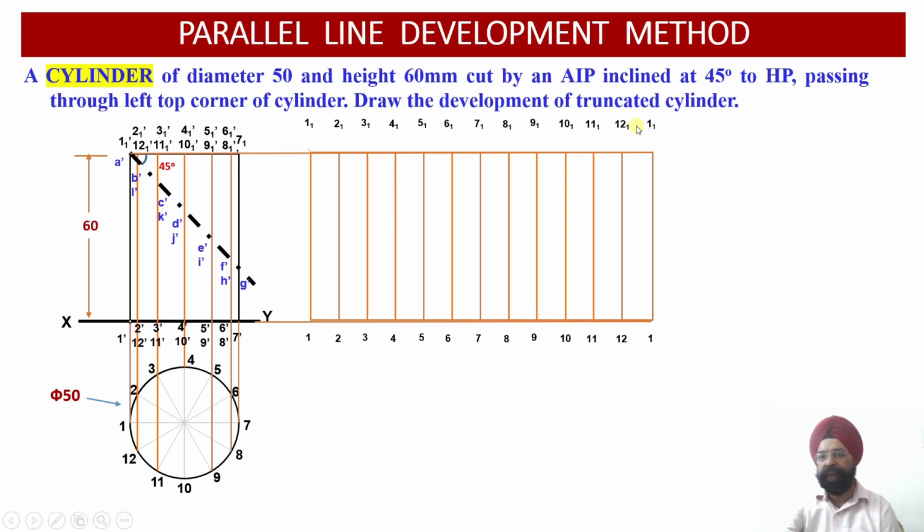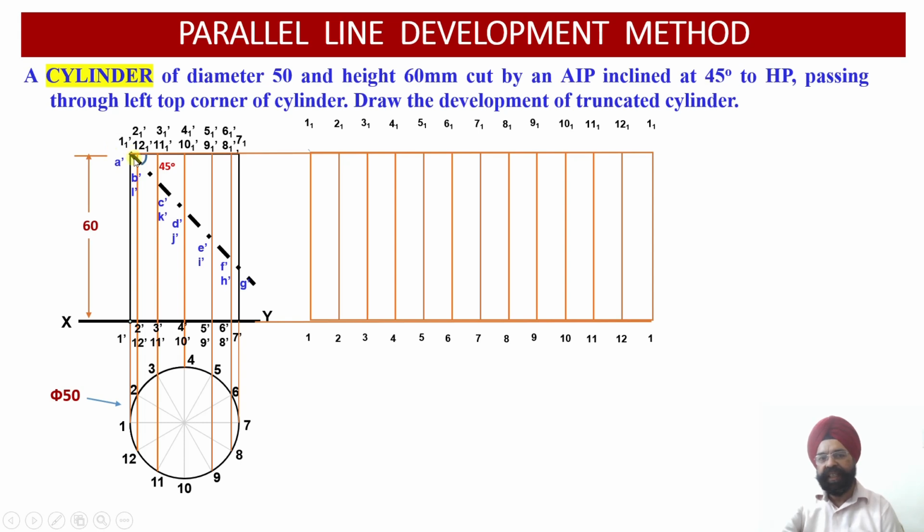Now you see, this is the development of the top surface. This is the development of the bottom surface. But I need to remember one thing very carefully over here. That is, this particular cutting plane is going to pass through this corner, the left top corner, and the angle of inclination is 45 degree with respect to the horizontal plane. So wherever this cutting plane is going to cut this particular cylinder, I am going to put down the names of the points of intersection.